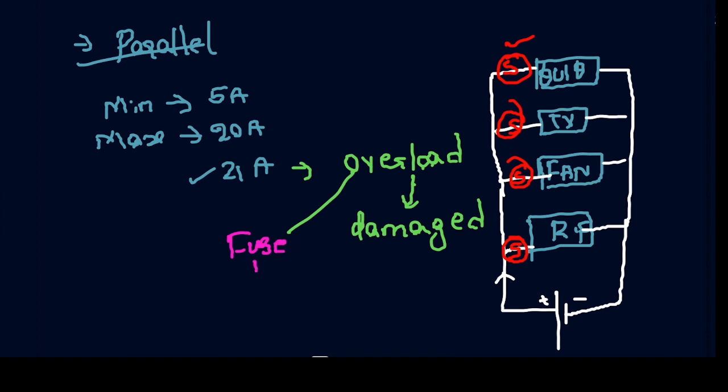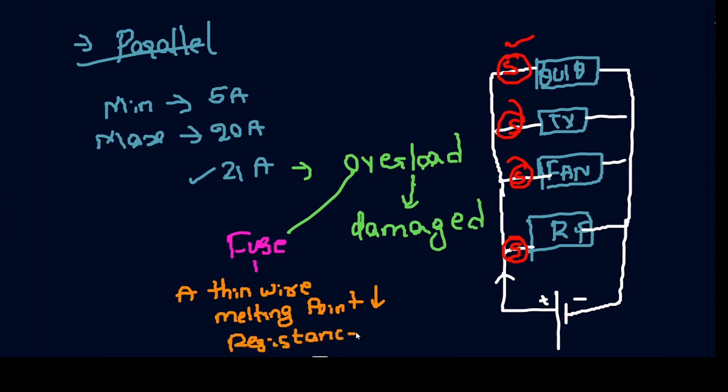So what is this fuse? A fuse is simply a thin wire whose melting point is very less. That means for a very small amount of heat it melts, and it also has high resistance. So the resistance of this wire should be more, right? So this is a fuse. We need to connect it in series with the live wire in our meter.